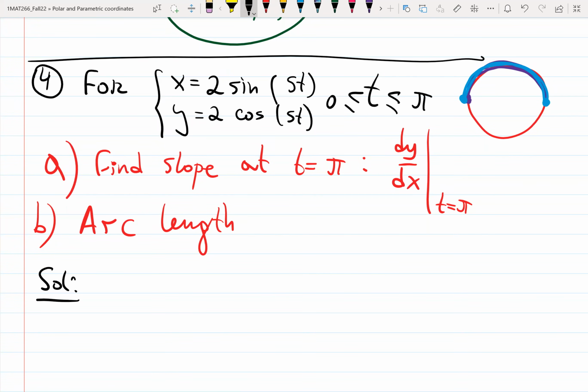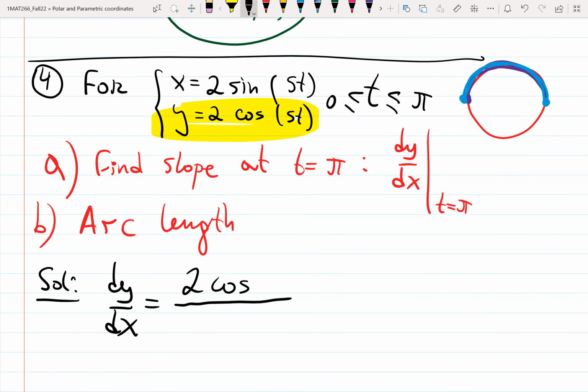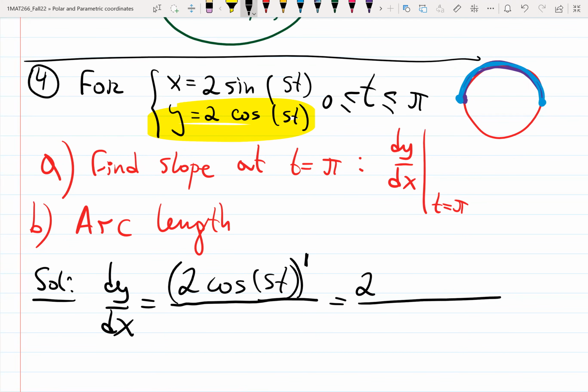That means you need to know the formulas. dy over dx. Find the second equation first and differentiate it first. Derivative of 2 cosine 5t goes first. That is important. Equals. Now, 2 stays as 2. Derivative of cosine is minus sine 5t. Good enough?